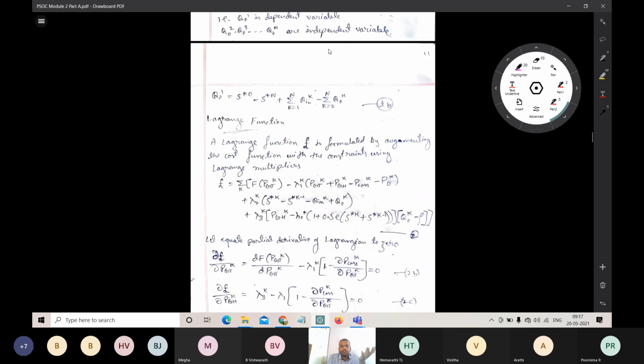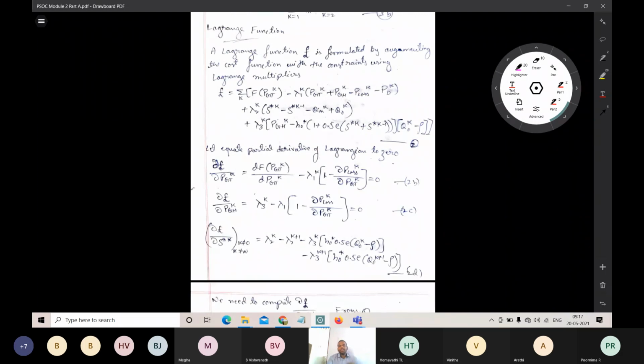The next thing is we are going to solve the Lagrangian function. This symbol gives the denotation of the Lagrangian. It is formulated by the cost that we derived above: the total production cost, the generation plus losses balance equation, the storage equation, and the hydel power generation equation. So all the four equations I am just combining now.